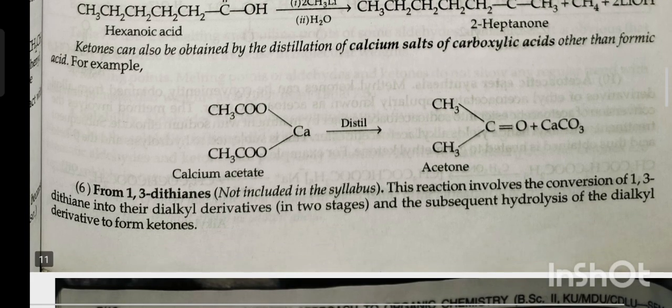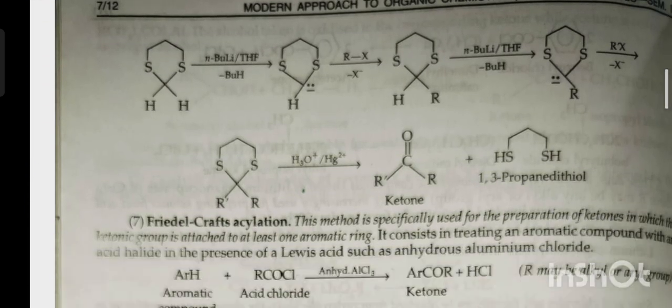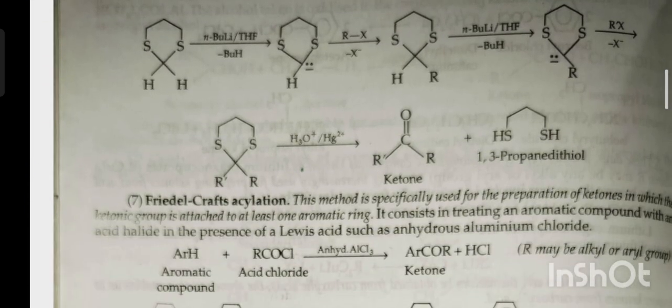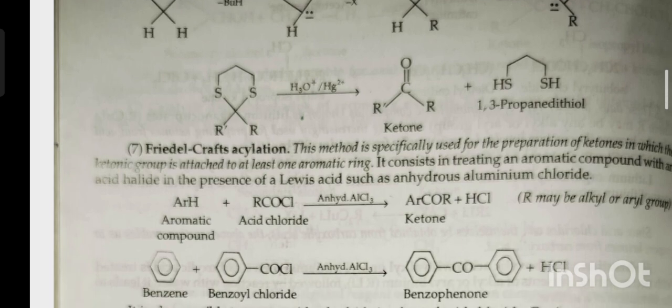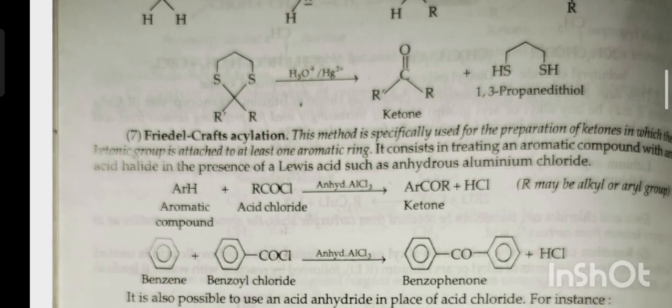6. From 1,3-dithianes, not included in the syllabus. This reaction involves the conversion of 1,3-dithiane into their dialkyl derivative in two stages and the subsequent hydrolysis of the dialkyl derivative to form ketones. 7th, Friedel-Crafts acylation. This method is especially used for the preparation of ketones in which the ketone group is attached to at least one aromatic ring. It consists of treating an aromatic compound with an acid halide in the presence of Lewis acid such as anhydrous aluminium chloride.